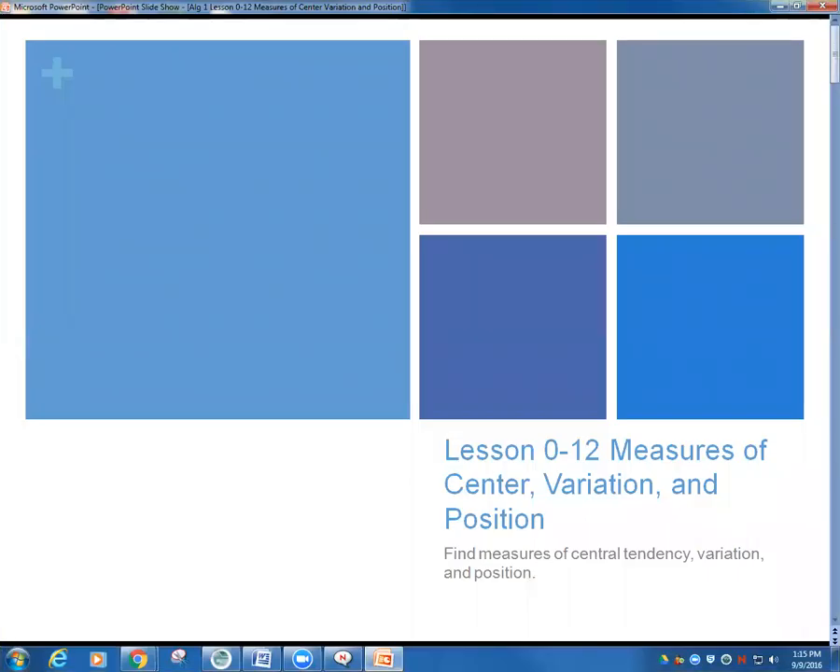All right, class, we're back with lesson 12, measures of center, variation, and position. And that's what we're going to do. We're going to find those measures today.